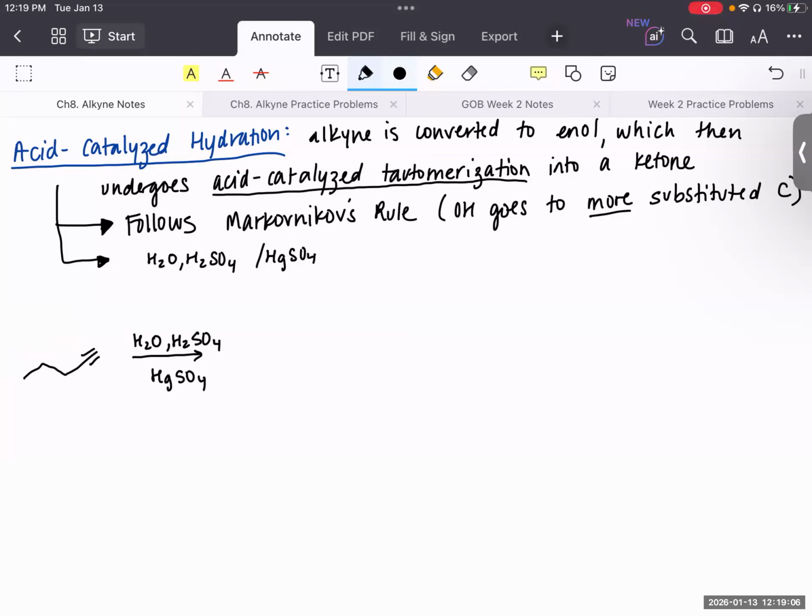And so for this, we're also going to get an enol. However, now we're following Markovnikov's rule. And so the alcohol goes to the more substituted carbon, and we get an enol that is located internally. And then this, in turn, can undergo acid-catalyzed tautomerization. The reason it's acid-catalyzed this time is that we have acid in the solution. We have the H2SO4. And so for this one, we undergo acid-catalyzed tautomerization.